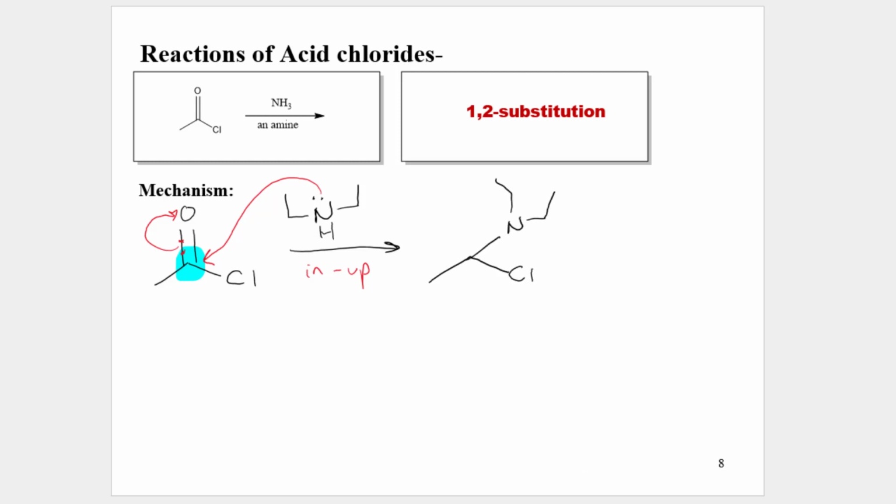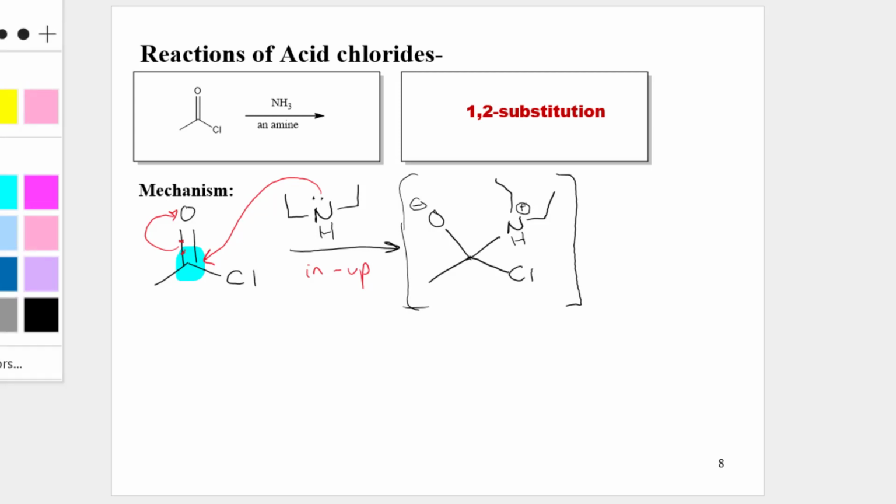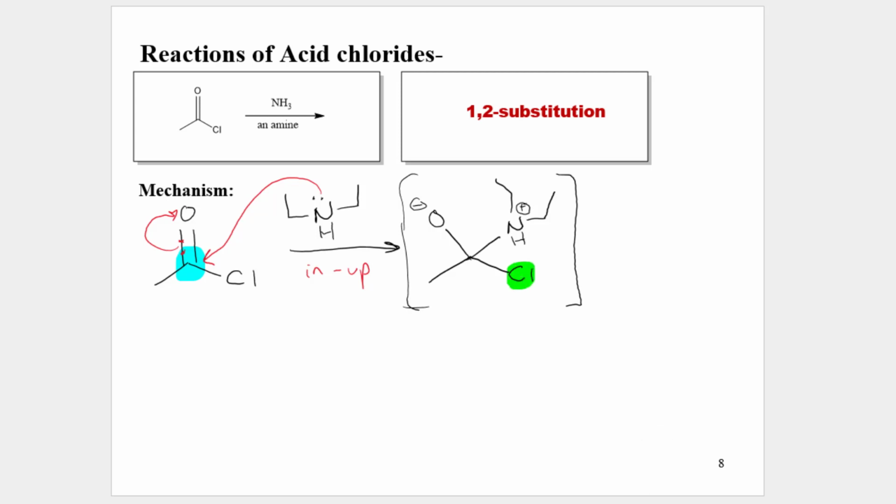Take your time. Write them out. We just formed our tetrahedral intermediate. Stop and look around. Do you have a good leaving group? Yep, I do. Chlorine.